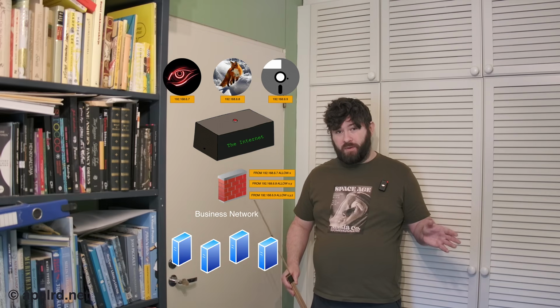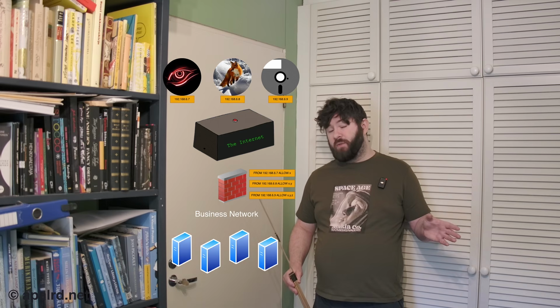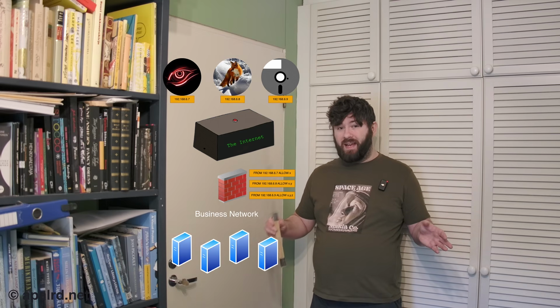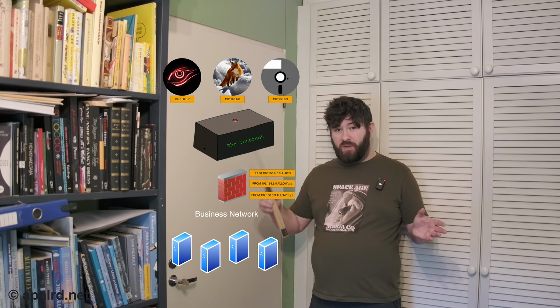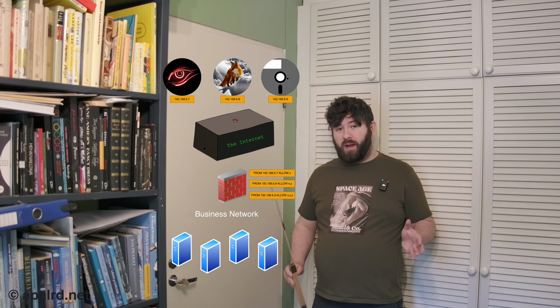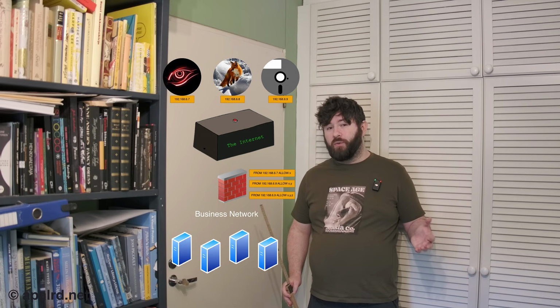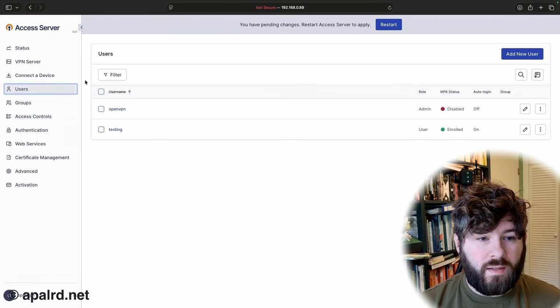Now the access server, the paid product, adds a whole UI for this. So we can give dedicated memberships, dedicated firewall rules to individual users at the user level, and the access server will track their IP address and write the appropriate netfilter rules for us. So let's see what that looks like. So back over here on the access server, I got my user testing.